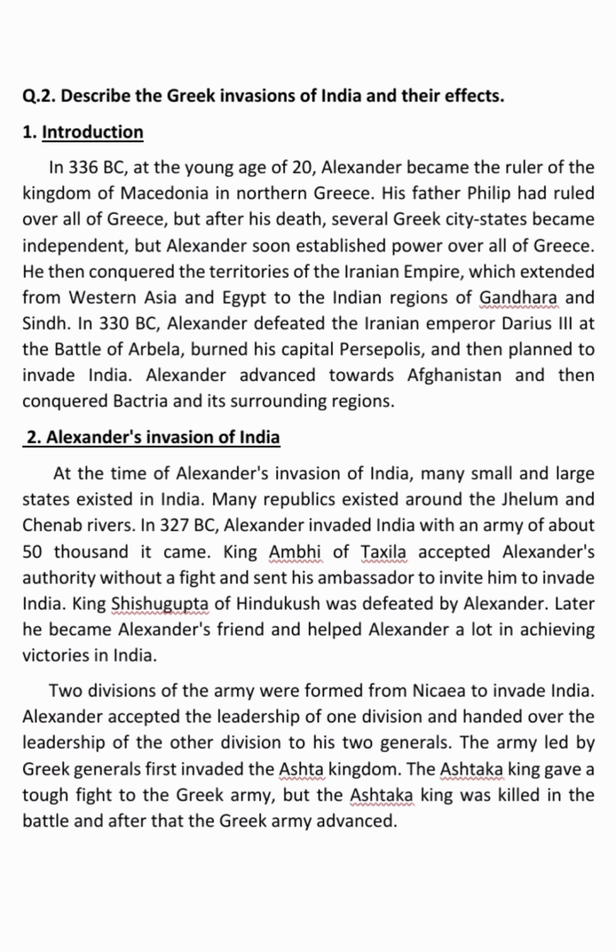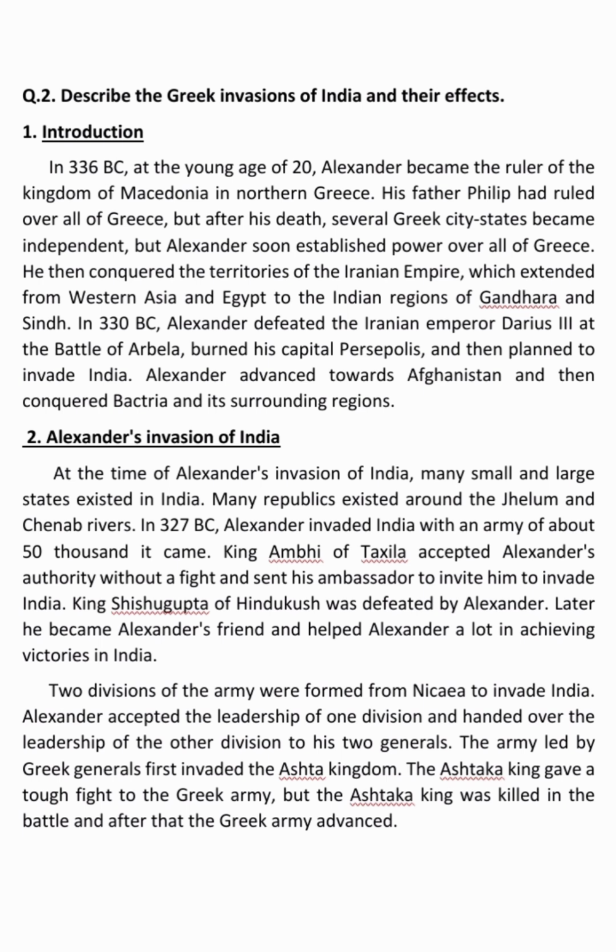In 327 BC, Alexander invaded India with an army of about 50,000. King Ambi of Taxila accepted Alexander's authority without a fight and sent his ambassador to invite him to invade India. King Sisugupta of Hindukush was defeated by Alexander. Later, he became Alexander's friend and helped Alexander a lot in achieving victories in India.